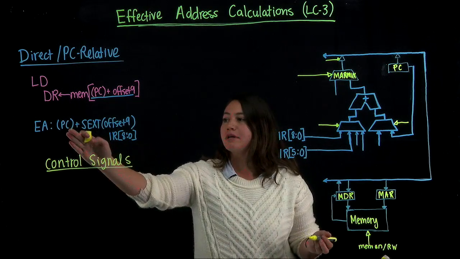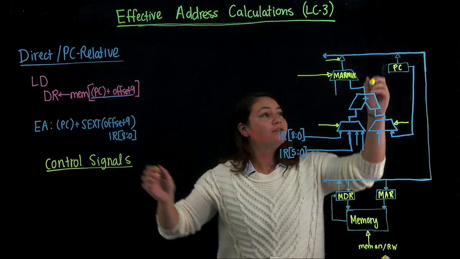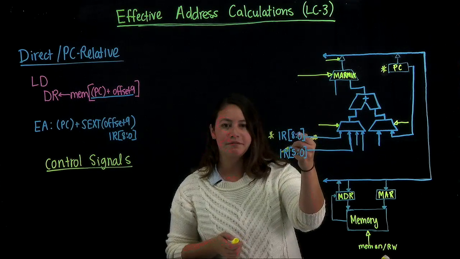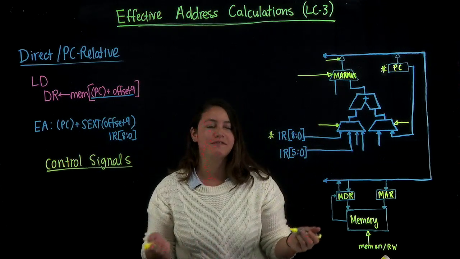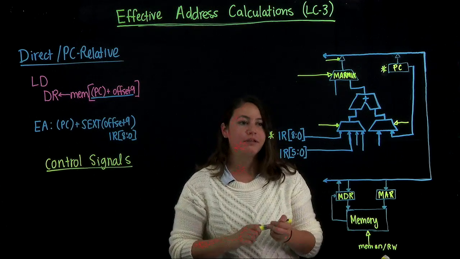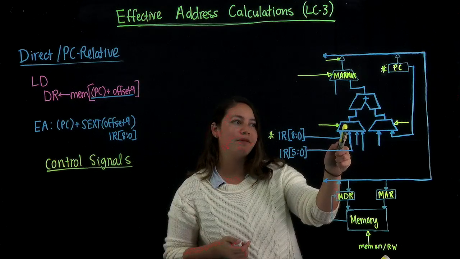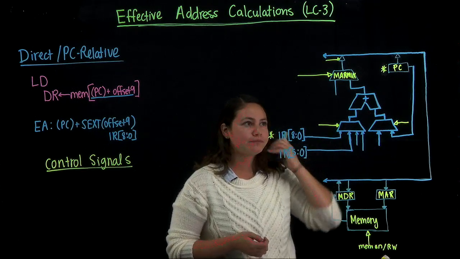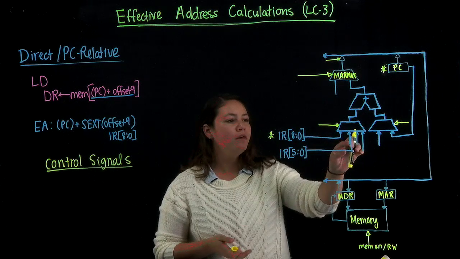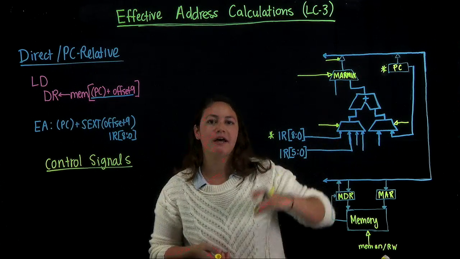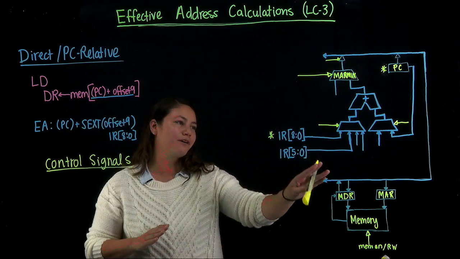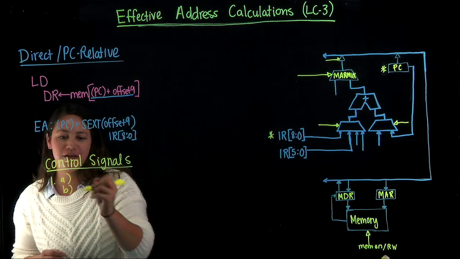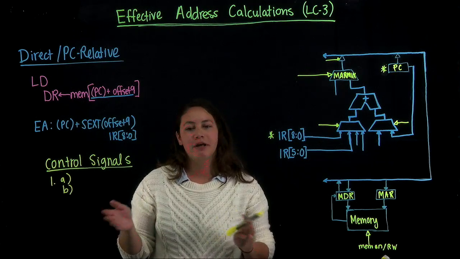So first thing that we need to do is just look for the two things that we need to add together, which is going to be up here, the PC, and then down here, the IR bits 8 through 0, or the sign extended PC offset 9. So you can notice that this value goes into this first multiplexer, and then the PC goes into the second multiplexer. So whenever we want to get our data through a multiplexer, we have to send a control signal to accomplish that. So our first two control signals are going to happen at the same time, or maybe one after the other, but either way it doesn't matter.